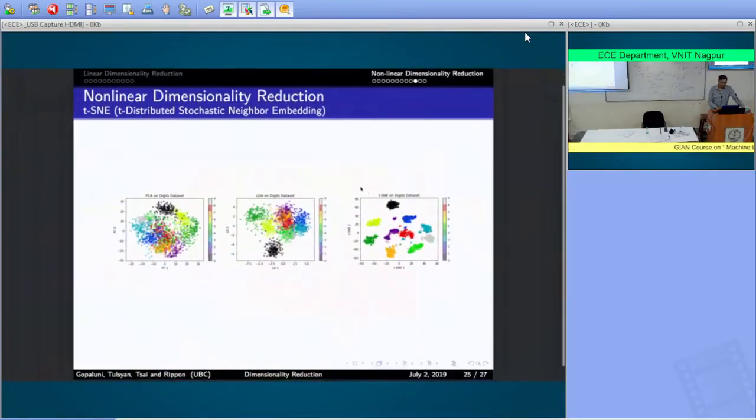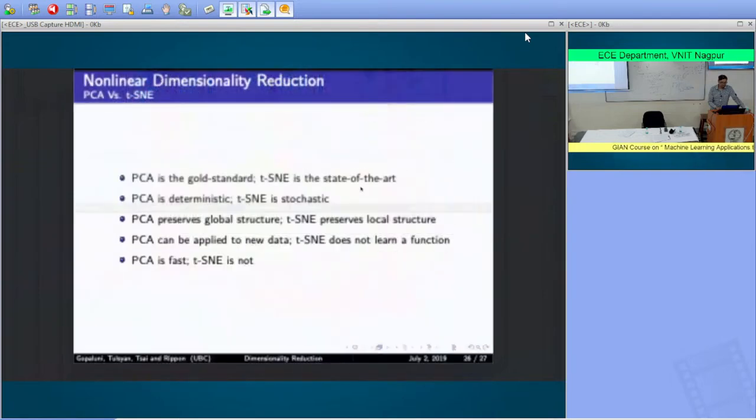So TSNE is a very powerful tool. We've used it quite a bit, and it works really well. While PCA is widely used, TSNE is probably the state of the art. PCA is deterministic in the sense that when you go through this process, your principal components are all deterministic, whereas TSNE is stochastic because you're building these distributions. PCA preserves the global structure. TSNE, as I explained, preserves the local structure in your data.